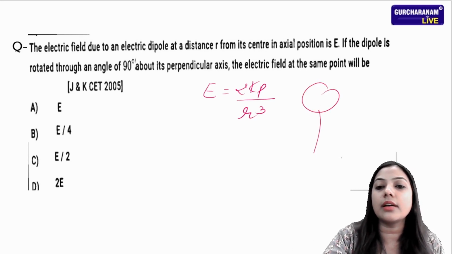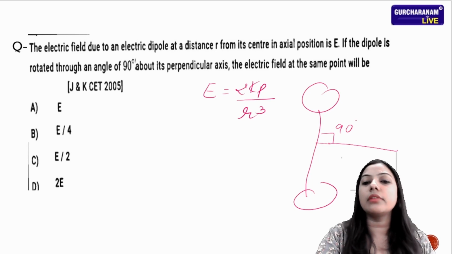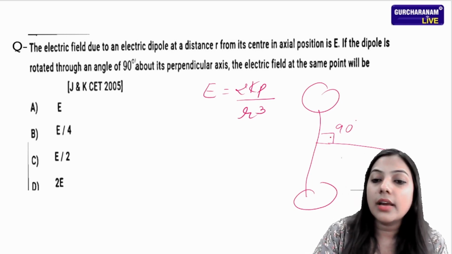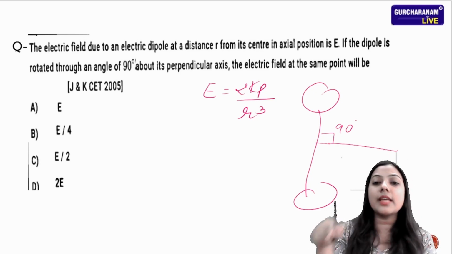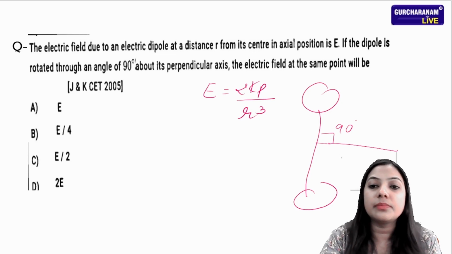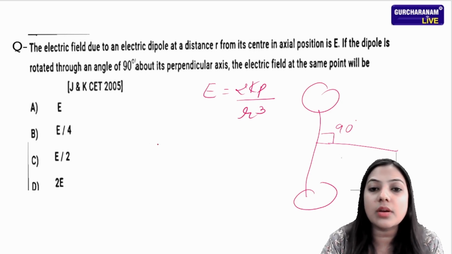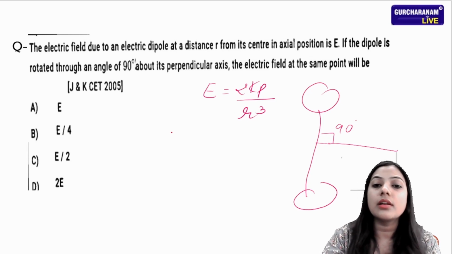This is our electric dipole. If we rotate it through an angle of 90 degrees, we have to find the electric field at the same point. So, about the perpendicular axis, the electric field at the same point will be what?